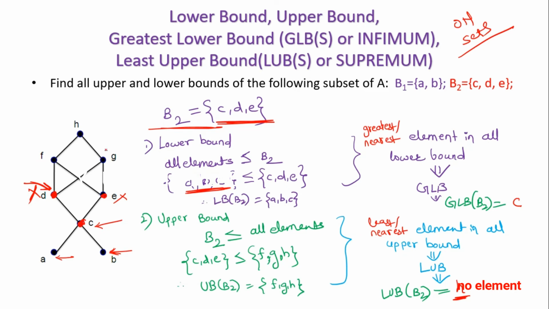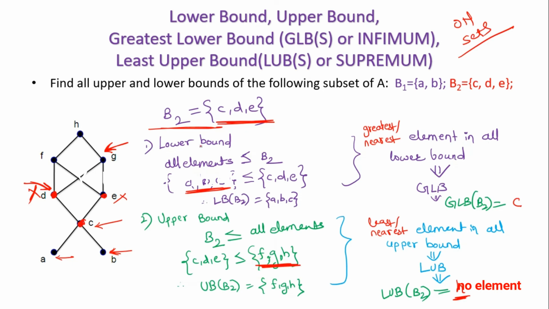Again we will check for vertex G whether G is an upper bound for subset C, D, E. From C there exists a path going in the upward direction and meeting G. From E there exists a path in the upward direction. From D there exists a path in the upward direction and meeting G. Meaning for all the subset elements there exists a path going in the upward direction and meeting that point, so this point is my upper bound. In the same way F is also an upper bound and H is also an upper bound. So the upper bound for this subset C, D, E is F, G, H.